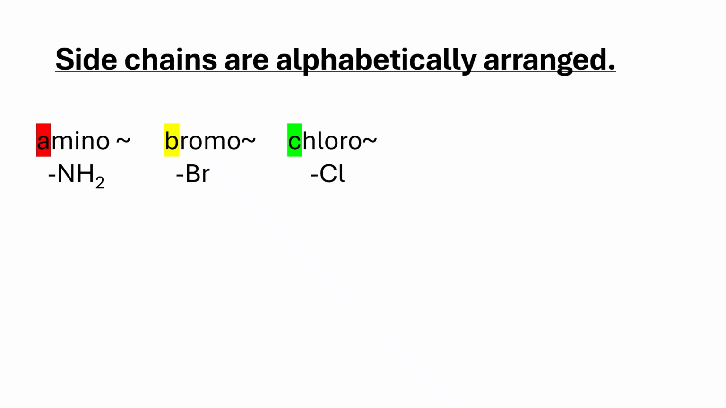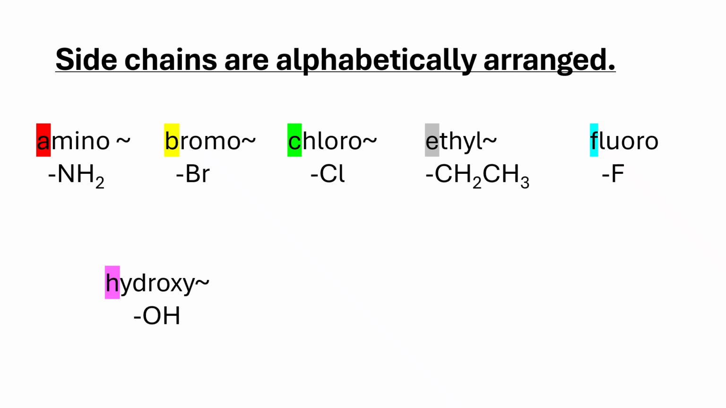I've tried to find all the side chains that could follow this alphabetical order: amino group, bromo group, chloro, ethyl, fluoro, hydroxy for the alcohol group, iodo for the halogenoalkane or haloalkane, and methyl. So whenever you have multiple side chains, try to put them in alphabetical order.